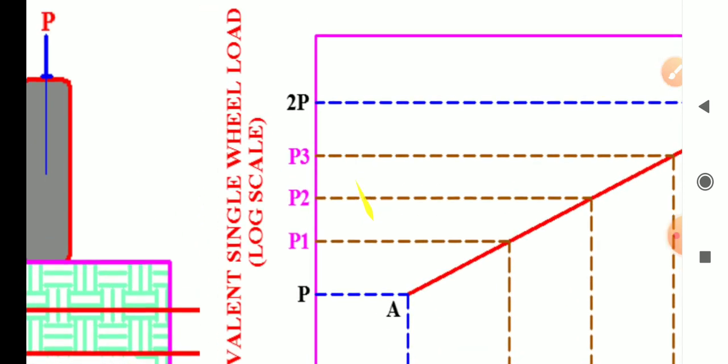So x-axis is depth z, y-axis is ESWL, in log scale. So both x-axis and y-axis are in log scale. But in the exam, log scale they will not provide. Instead of log scale, here we have to use a normal graph. So how to convert log scale values to normal scale, that means how to solve this problem in a normal graph, I will explain later.